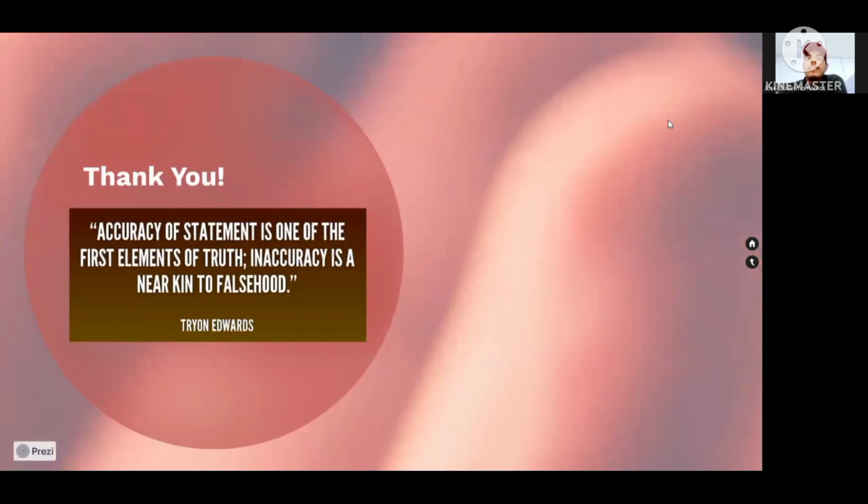Then I will end by saying thank you, and I will end with a quote by Edwards: Accuracy of statement is one of the first elements of truth. Inaccuracy is a near kin to falsehood. Yes, you need to be accurate. And if you're accurate, consistent and precise, everyone will believe your information. You'll be a trustworthy person. But if you give false or misleading information, no one will trust you. I will end it there.